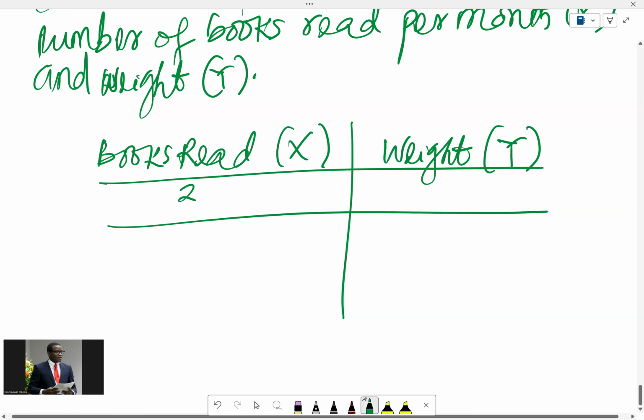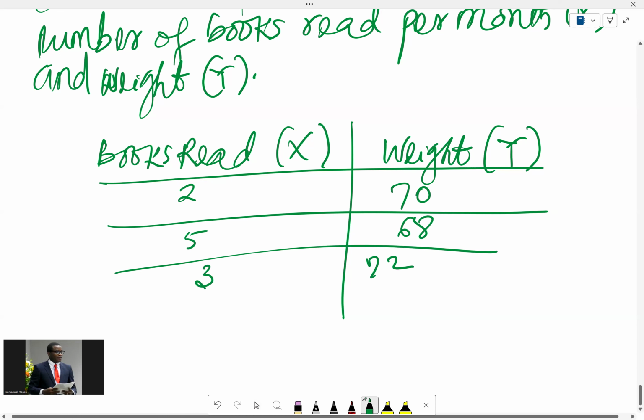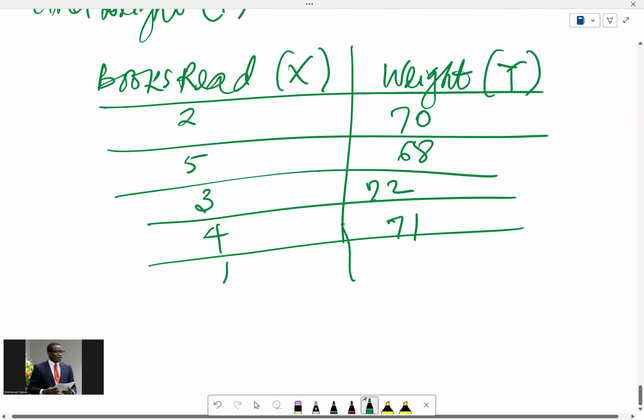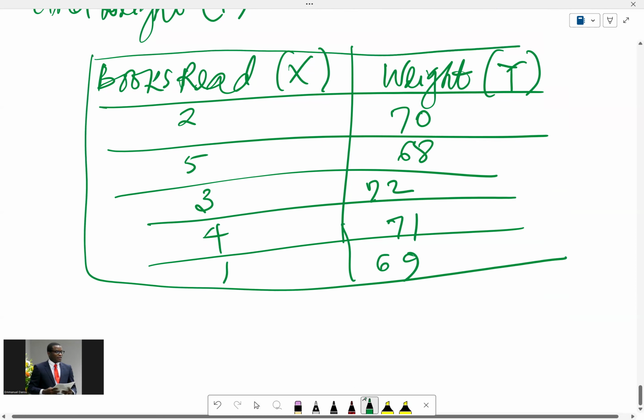So most likely no connection. So two books, the person weighs 70 kg. Five books, the person weighs 68. Three books, 72. Four books, the person weighs 71. And lastly, you have one book, the person weighs 69 kg or so. So that's what you have.